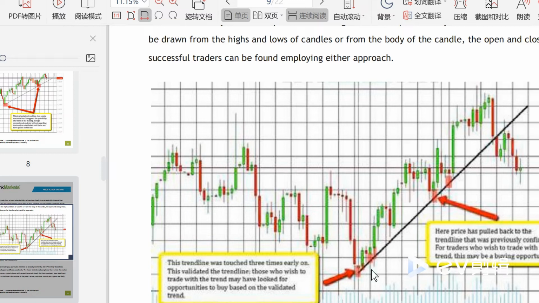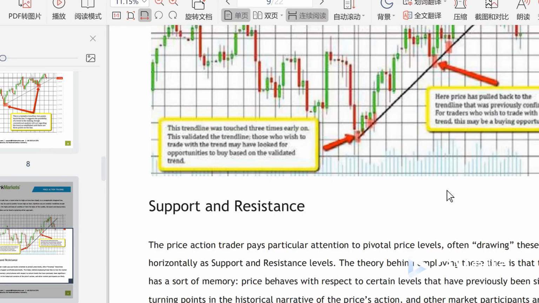So you can find this is a great bullish trend trading opportunity, but realize you have to close your position right here. Unless you're a super trader, I don't think most people would be able to close the profit just in time. So as you can see here, the market's price momentum could go against your will very quickly. So here prices have pulled back to the trend line that was previously confirmed. For traders who wish to trade with the trend, this may be a buying opportunity.